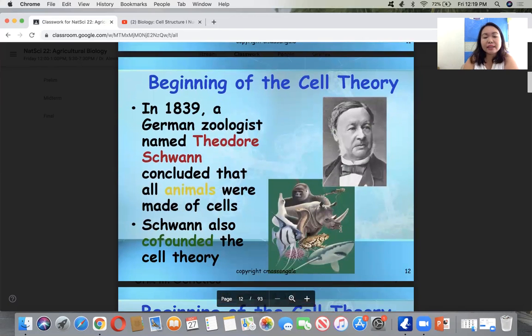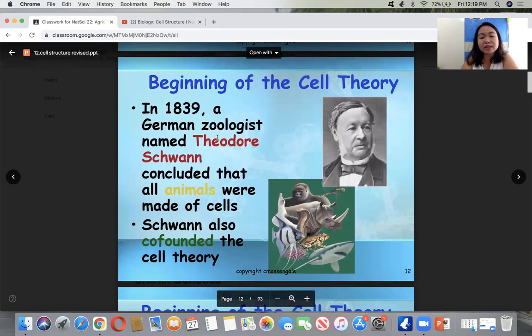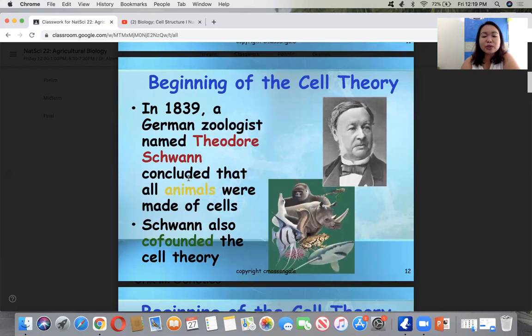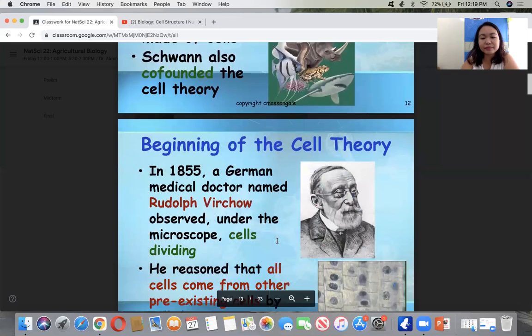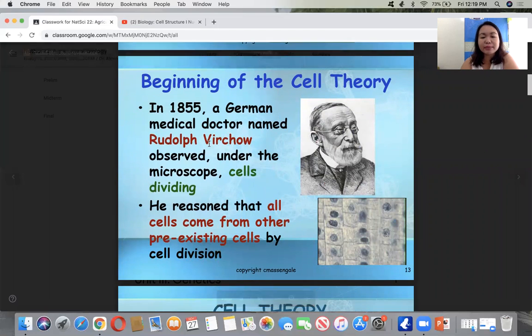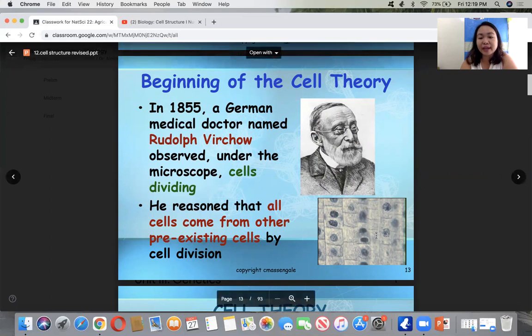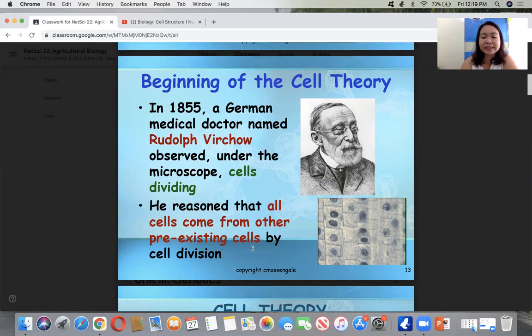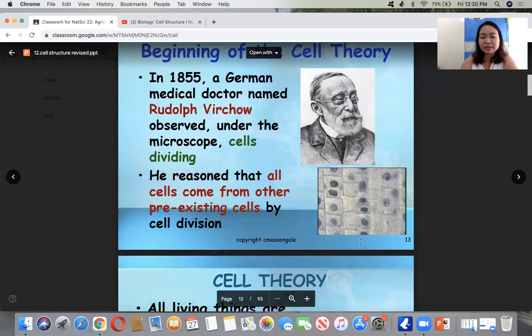In 1839, a German zoologist named Theodor Schwann concluded that all animals were made of cells, and Schwann also co-founded the cell theory. And in 1855, a German medical doctor named Rudolf Virchow observed under the microscope cells that are dividing. He reasoned that all cells come from other pre-existing cells by cell division.